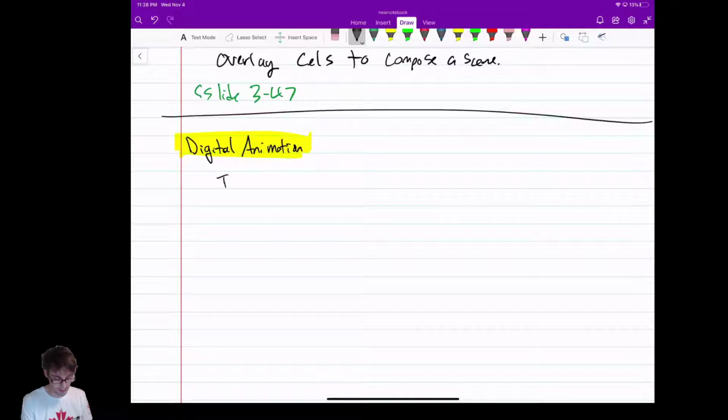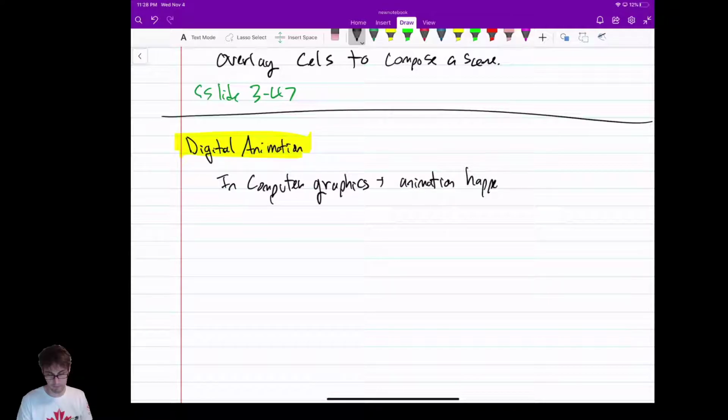So basically, in computer graphics, animation happens if we redraw our scene quickly and repeatedly. Okay? The other key point is we introduce changes.